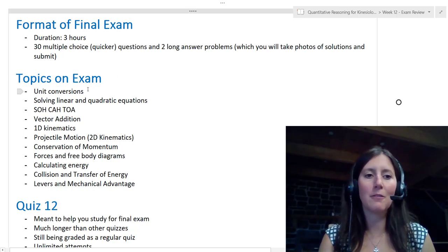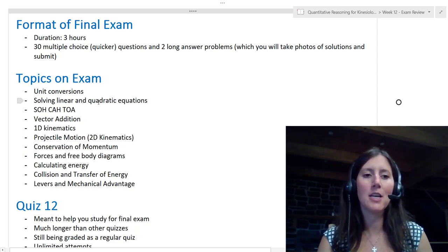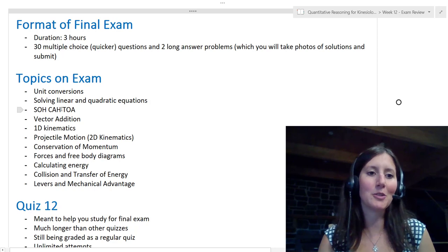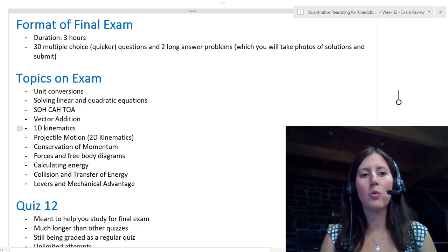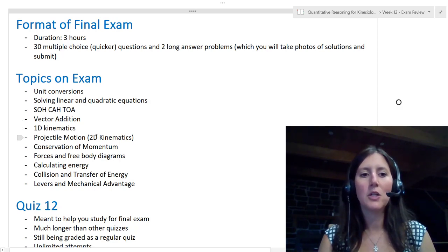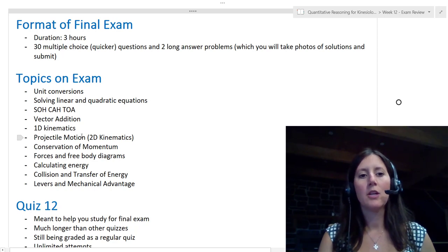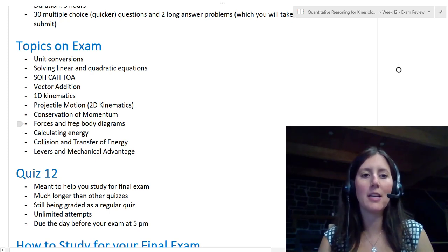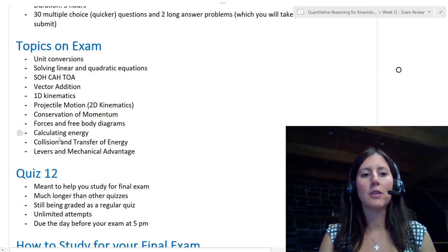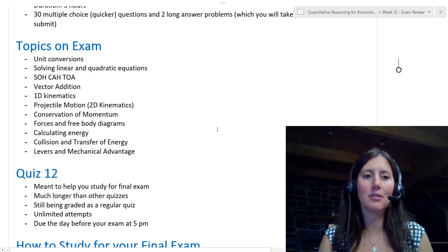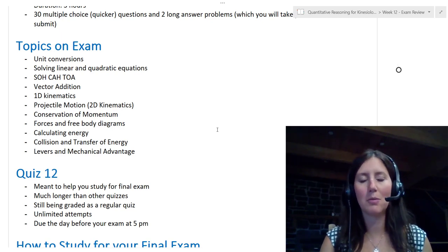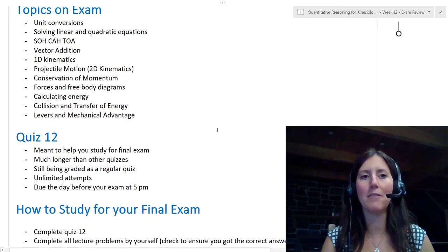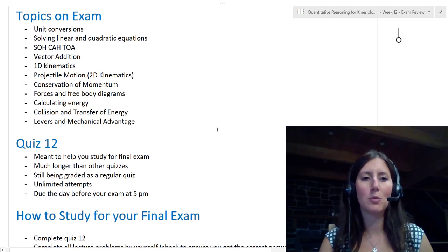Okay, so the topics on the exam are all the topics that we've done in the course. Starting from unit conversion, solving linear and quadratic equations, trigonometry, which would include SOHCAHTOA and Pythagorean Theorem. There's vector addition, 1D kinematics, 2D kinematics, which is the same as projectile motion problems. There's momentum and energy. There's forces, forces 1 and forces 2. And then there's going to be levers and mechanical advantage at the end. So it's basically everything that we've done in the course you're expected to know, and it's equally distributed amongst all the topics. There's not going to be one topic that it's heavier or lighter in. It's going to be pretty evenly distributed.